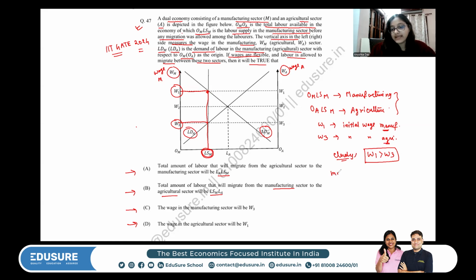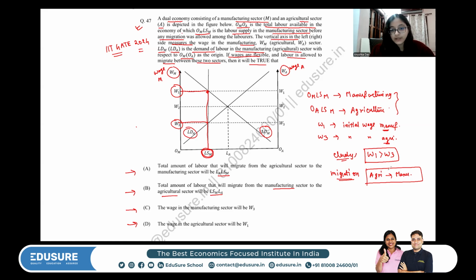This tells you that the migration will take place from the agricultural sector to the manufacturing sector, right? The migration will take place from the agricultural sector to the manufacturing sector. Why is this so? Because the wage rate is higher. So people will obviously go to the higher wage rate sector, right? So from agriculture, people will shift to the manufacturing sector.